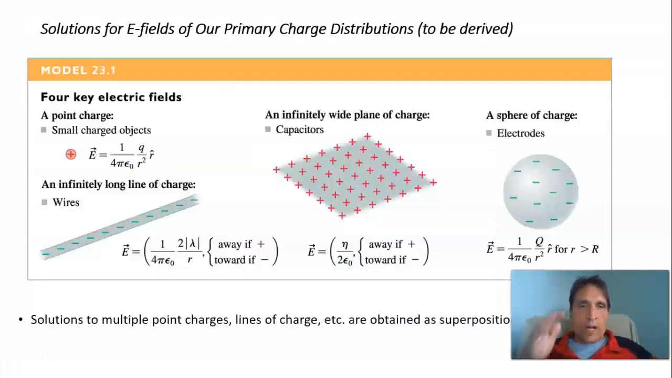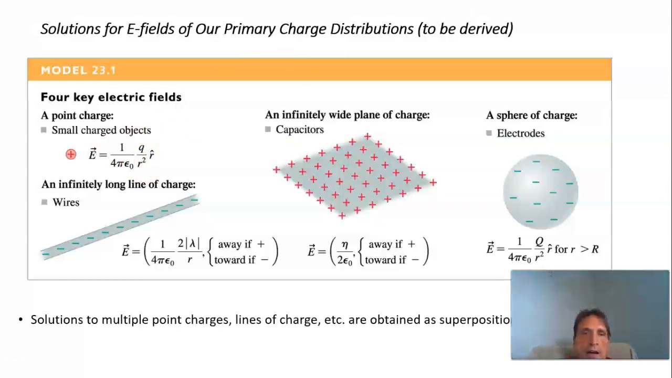So recall that we already found that the electric field due to a point charge Q is that constant. We've been calling it K. You can call it 1 over 4 pi epsilon naught. It's the same number. So it depends on the charge, it depends on the square of the distance, and it goes along the line from the charge to the observation point.